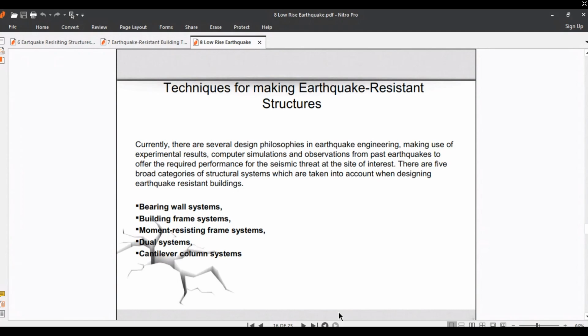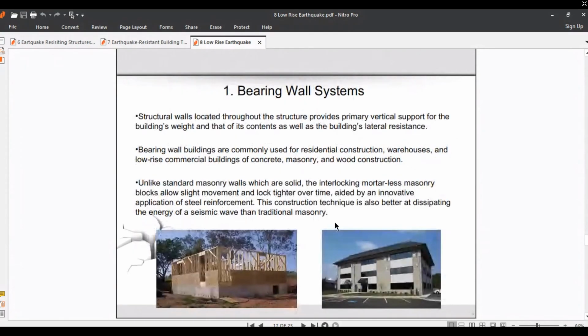As this slide shows, some of the techniques for making earthquake resistant structures are: using a bearing wall system in a structure, using building frame systems, moment resistant frame system, dual system, and cantilever column systems when designing earthquake resistant buildings. Okay. First type, using bearing wall system.